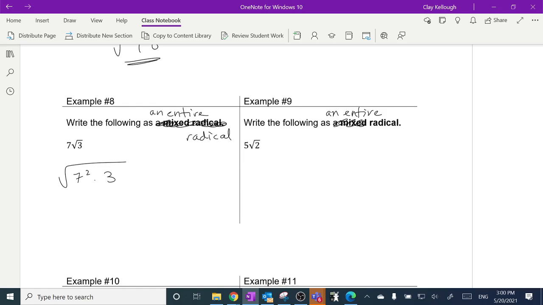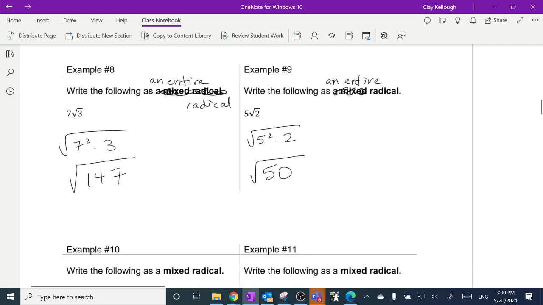Quick, what's 49 times 3? Could you do 50 times 3? Sure, it's 150. Good, now take away a 3. This one's easier. 5 root 2 is like saying 5 squared times 2 as an entire radical, which is 25 times 2, which is 50. Any questions on those two?